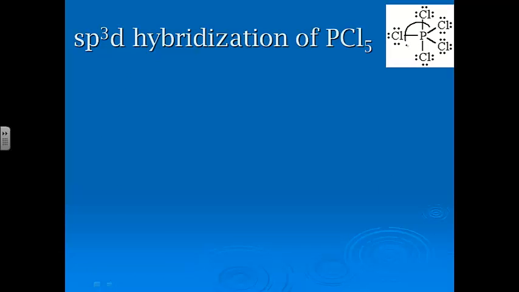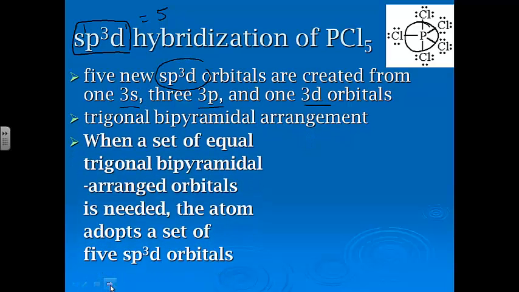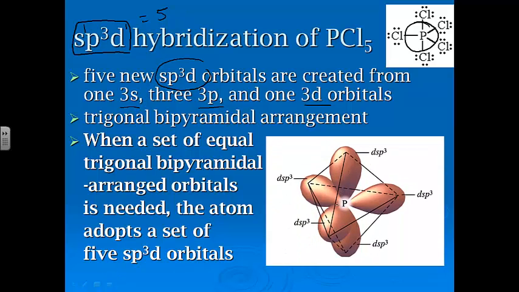If we have PCl5, we've got 5 bonds that need to be generated. So what we're going to do is we're going to have the sp3, and we're also going to add in one of those d's, which if we have a 1 and a 1, that equals 5 orbitals to combine. So we've got one 3s, three 3p's, and one 3d that are going to make these new sp3d orbitals. They've got the trigonal bipyramidal relationship. But in essence, what we do is we take them, we blend them, and we get 5 equal bonds.